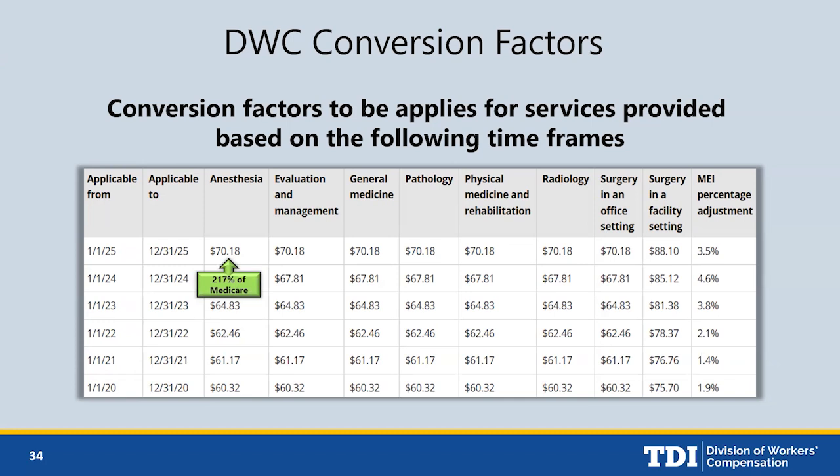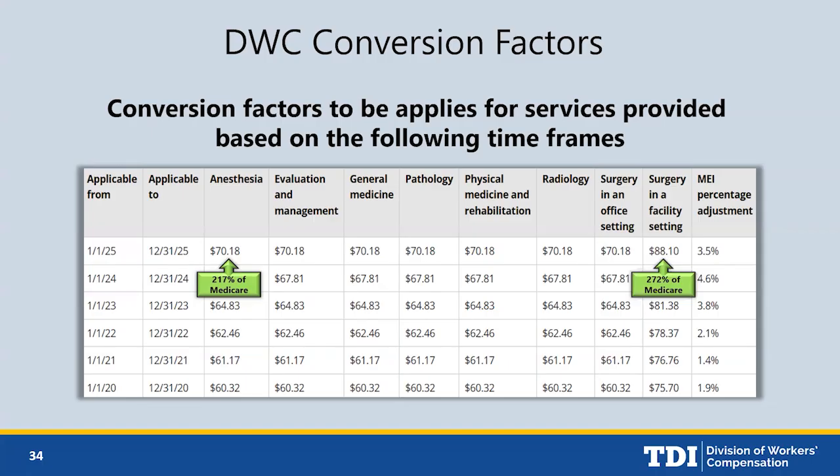So that's for anesthesia, evaluation and management, general medicine, pathology, PM&R, radiology, surgery in an office. Surgery in a facility is different. It is $88.10. And that is 272% of Medicare. So for those first categories, you're getting 217% of what Medicare would pay you for that part of the state. And then for surgery while your patient's in a facility, you're going to get 272% of Medicare.